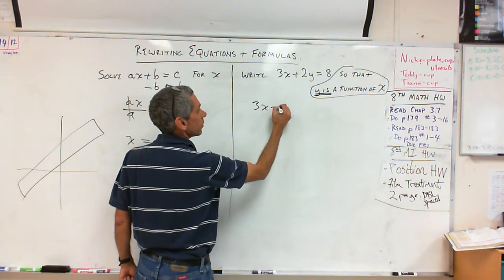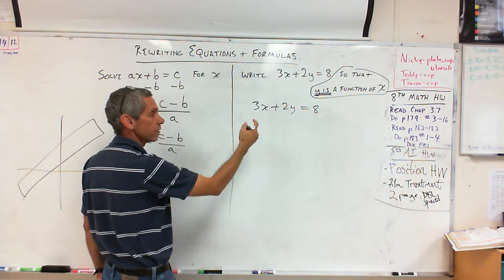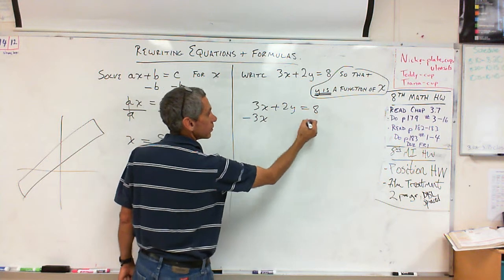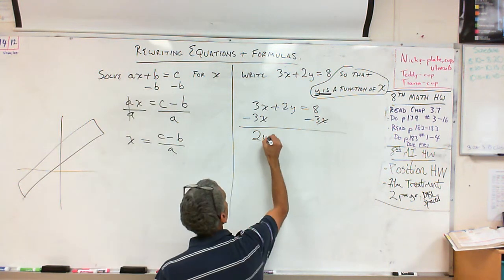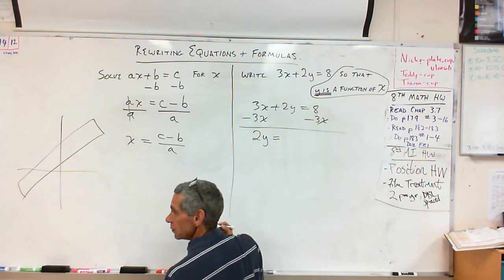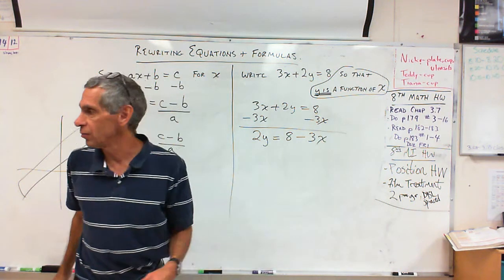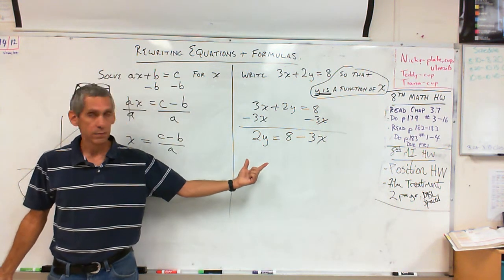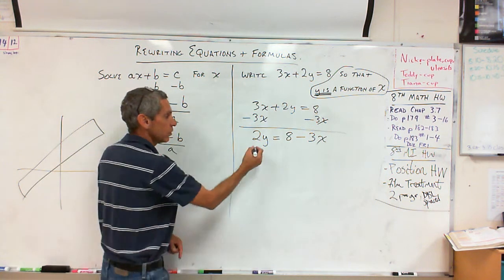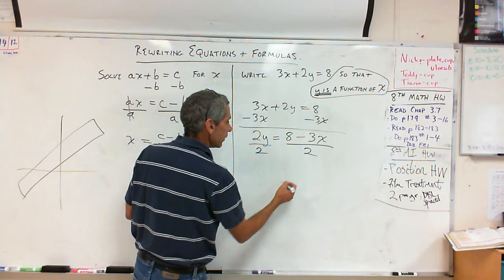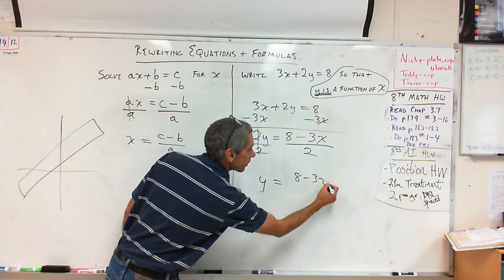So I've got 3x plus 2y equals 8. And I am going to subtract my 3x. I've got 2y is equal to what? 8 minus 3x. Right, 8 minus 3x. I can't combine those. Those are not like terms. I got to just write them separately like that. Now what do I do? Divide by 2. You guys got this down, no problem. Divide by 2. So my final answer, those cross out. Y is equal to 8 minus 3x over 2.